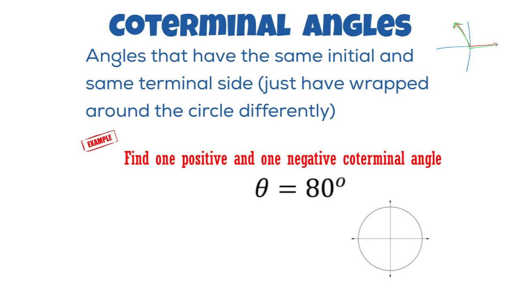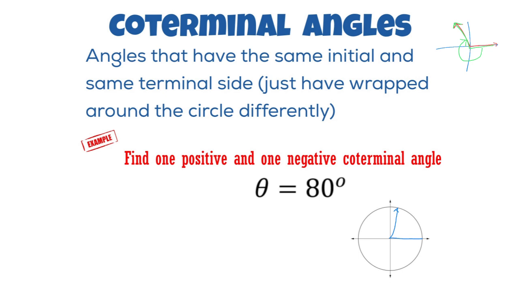In addition to doing it like that, where it's wrapped around a few times, maybe instead it backed up and it was a negative angle, but it still could be a coterminal angle if it landed in the same spot as the original. So the only difference between these coterminal angles is 360 degrees. It's wrapped around one way or the other way. So what we're doing is to find positive and negative coterminal angles. So this one's 80 degrees, so we're just right here. I want to find one positive and one negative coterminal angle.